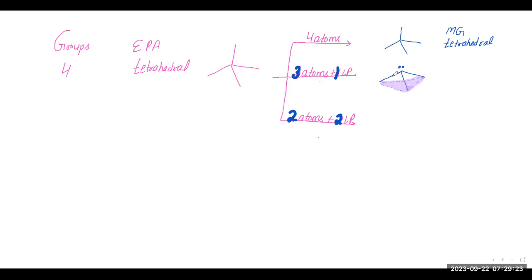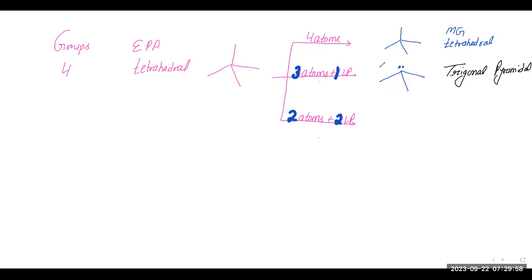So what's the name of this particular shape when you have 3 atoms and 1 lone pair? Trigonal pyramidal. Yes. That is the reason I want you to understand the meaning of pyramids, how they are named. Please understand this because I'm going to ask questions.